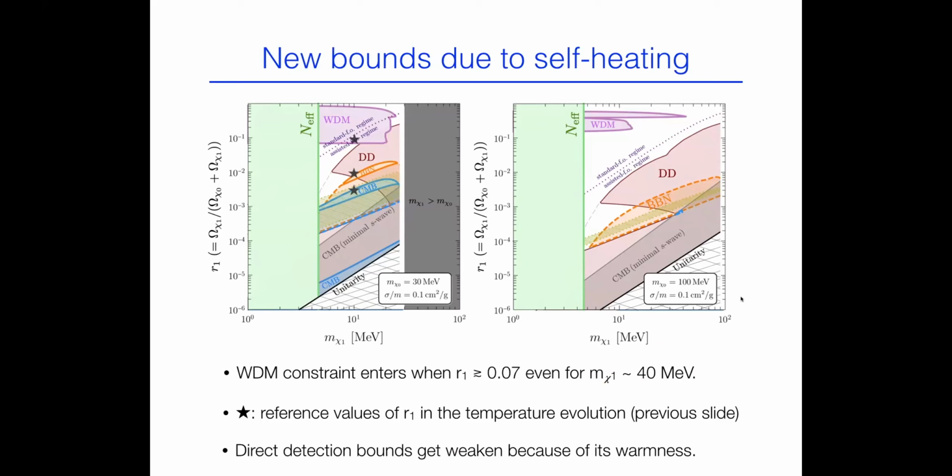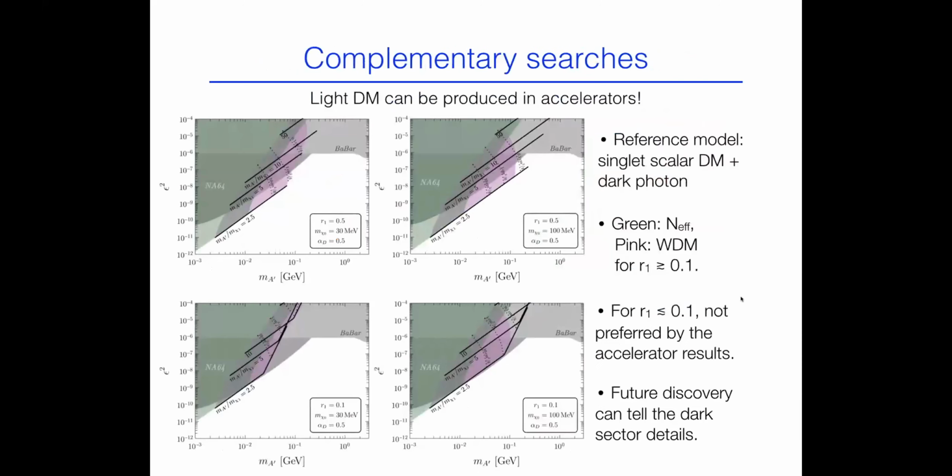Direct detection bounds get slightly weakened because of its warmness. We can also pursue some complementary searches in various experiments, right? As we can see here, there are some bounds coming from BaBar or some B factory and the NA64. Here we consider the reference model with a single-scalar dark matter and a mediating dark photon. So the annihilation channel of this light dark matter into the standard sector is p-wave. And the green shaded region is already excluded by various accelerators.